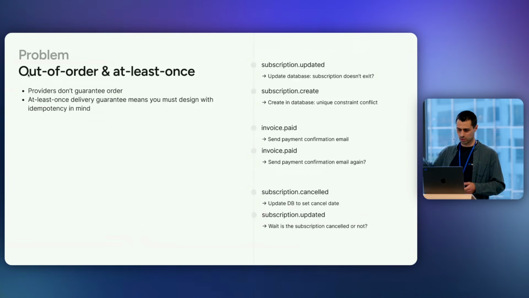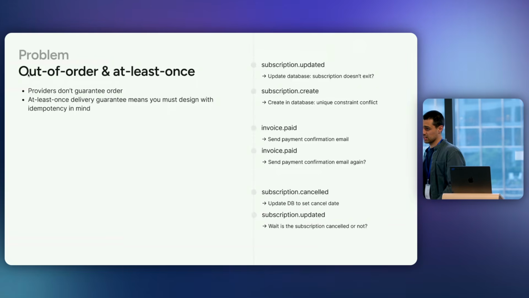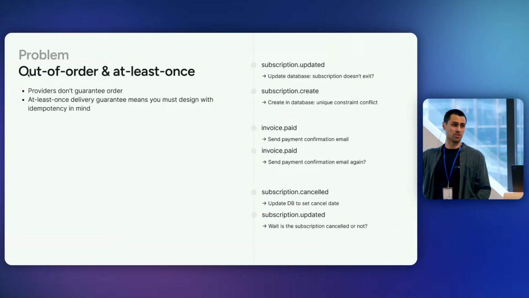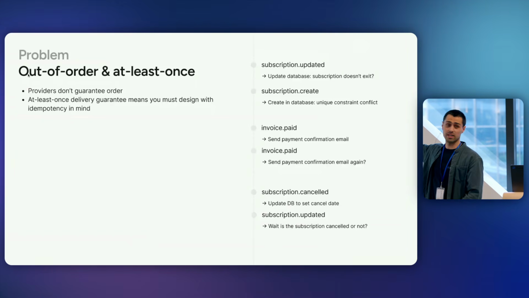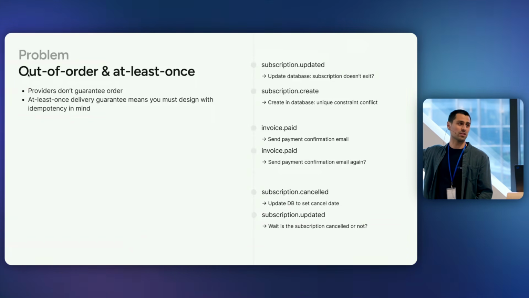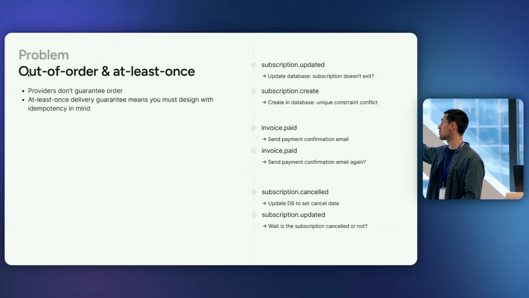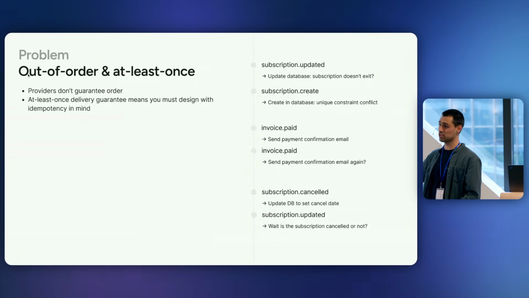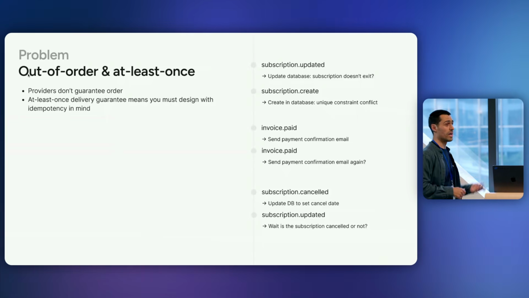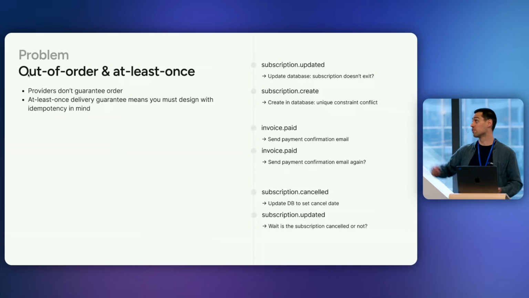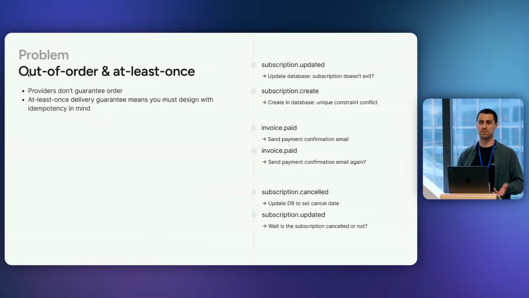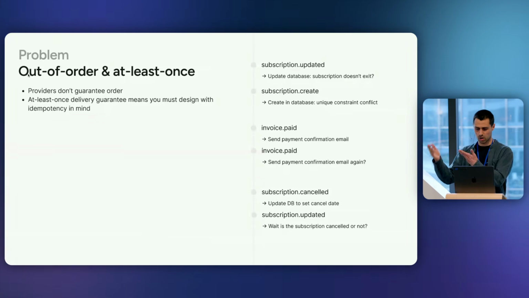I'll give an example here. Let's say you get a subscription updated event from Stripe. And so your code tries to update the subscription database, but the subscription created event occurred after, right? And so now you're going to run into an error because that record doesn't exist in the database. Same thing if the created event happens after and tries to insert a new row in the database. Well, now potentially you've already inserted it from the updated event, and you run into a primary key conflict or what have you, right? So just a couple of examples.